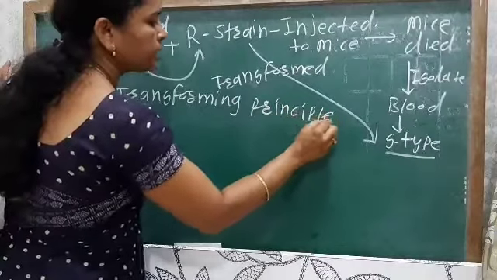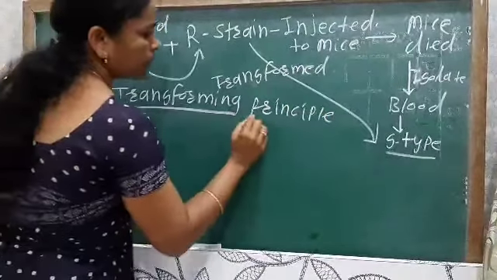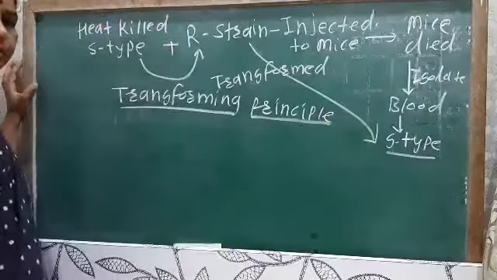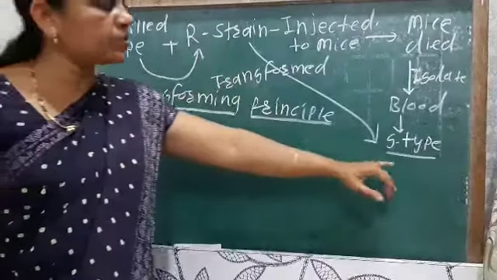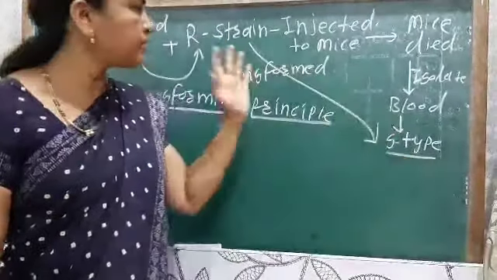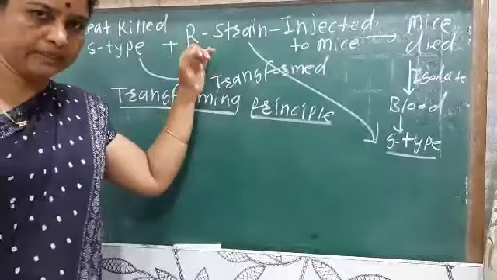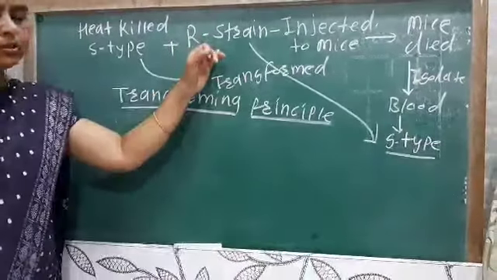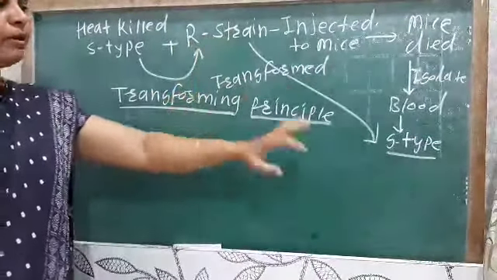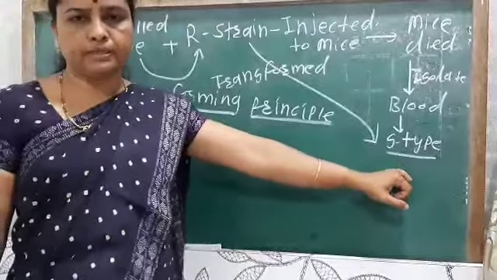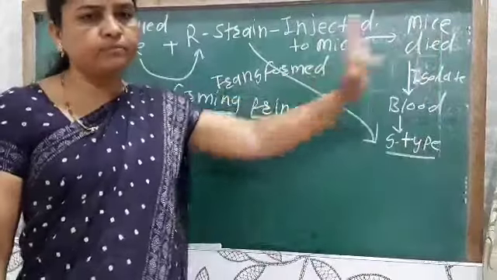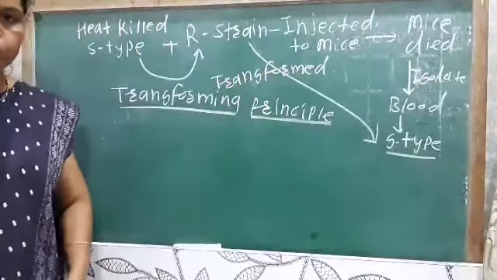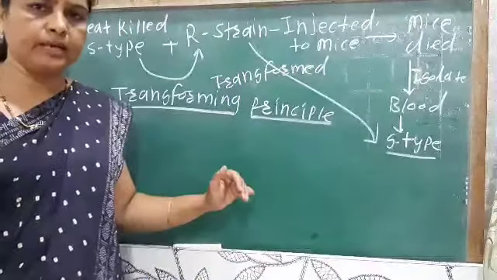There is one transforming principle, due to which the R strain bacteria transform into the S strain. The R strain is non-pathogenic, and this non-pathogenic bacteria transforms into the S type, that is the pathogenic one. आणि हे S type मध्ये ट्रान्सफॉर्मेशन झाल्यामुळेच हे बर्ड माइस काय होतो? डाय होतो. That is, mice causes the pneumonia.